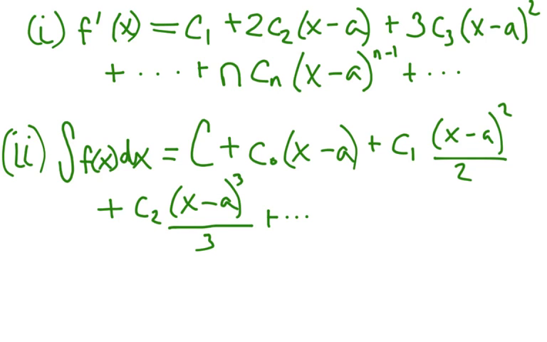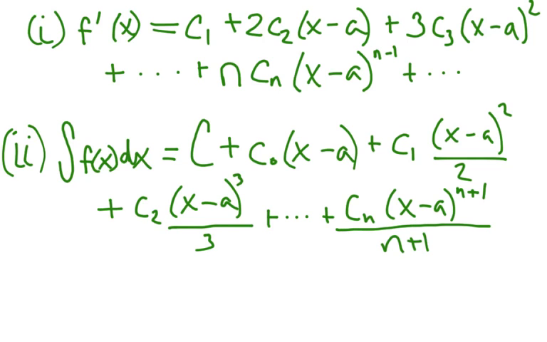Dot, dot, dot, plus, dot, dot, dot, plus. We're eventually going to get to c sub n. We'll have x minus A quantity to the nth power, and we're going to have to add 1 to that n, divide by the new exponent, n plus 1, and we get our plus dot, dot, dot.